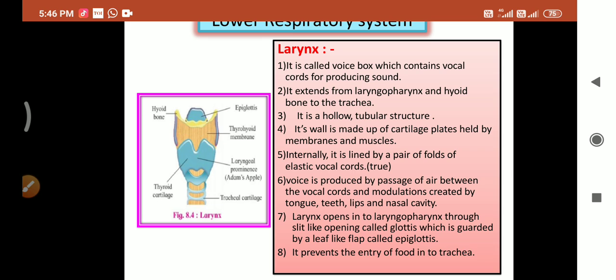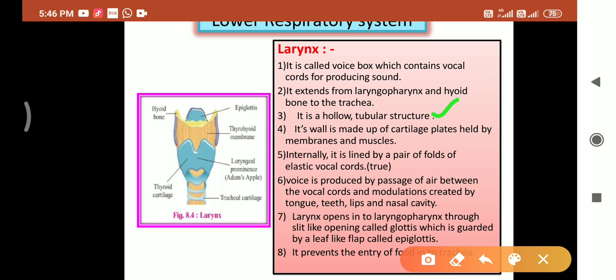The next point, third point, you can see here, it is a hollow tubular structure. So this is very easy, hollow. Why? Because it's required to produce sound. Okay, so that's why this is hollow. Its wall is made up of cartilage plates held by membranes and muscles. Cartilage is a type of tissue, bones and cartilage, you know about that. So cartilaginous plates held by membranes and muscles. Why these membranes and muscles? Because when you respire and when you speak, these muscles and membranes are vibrating. This vibration can produce the sound, right?